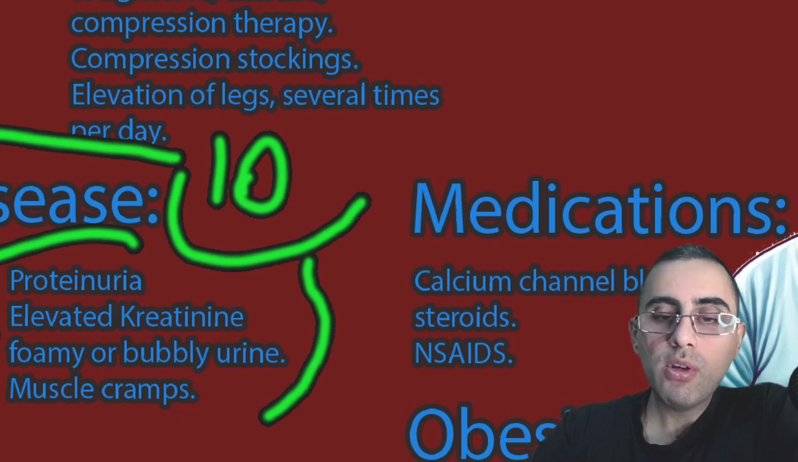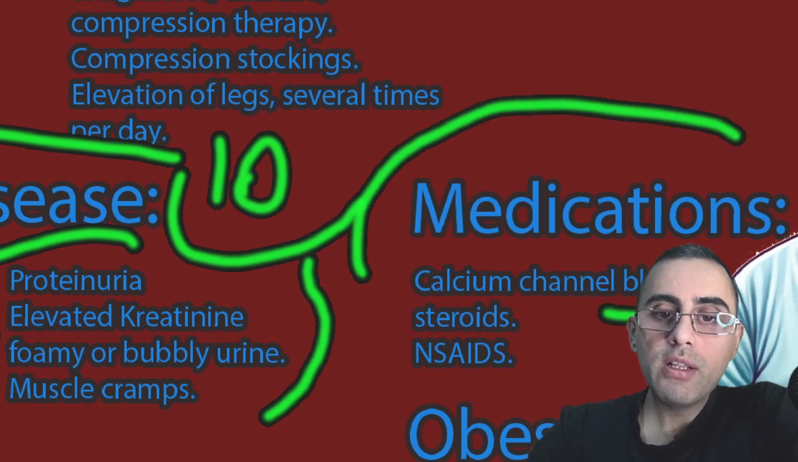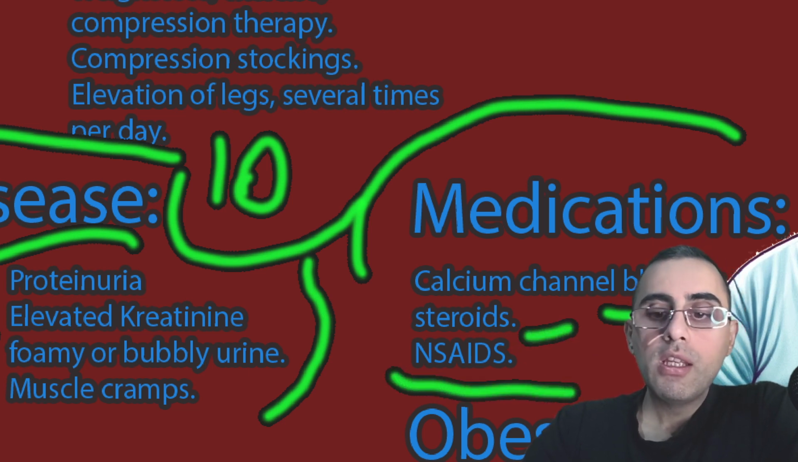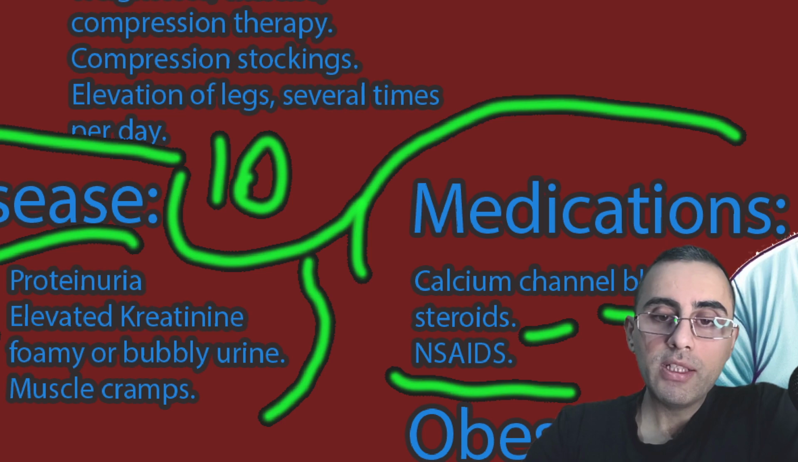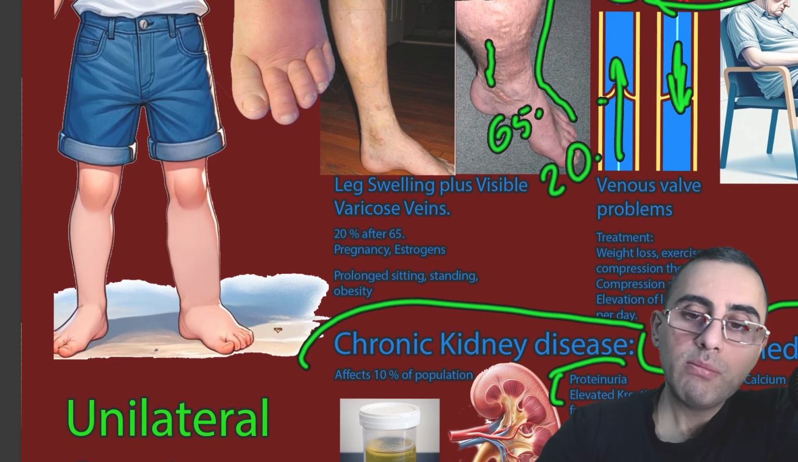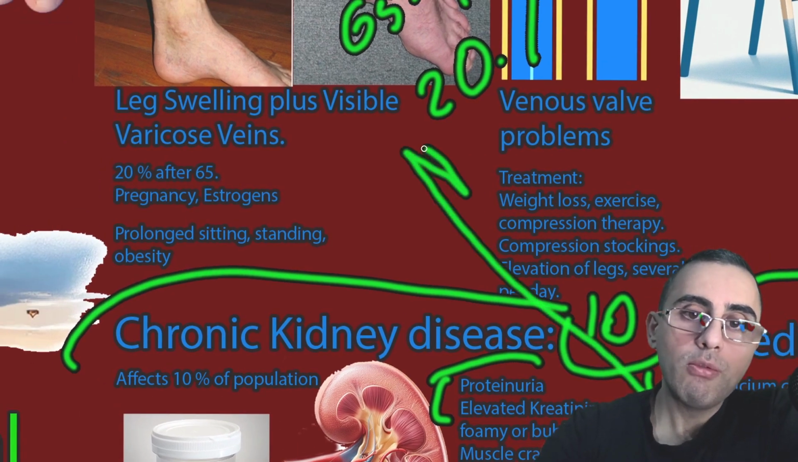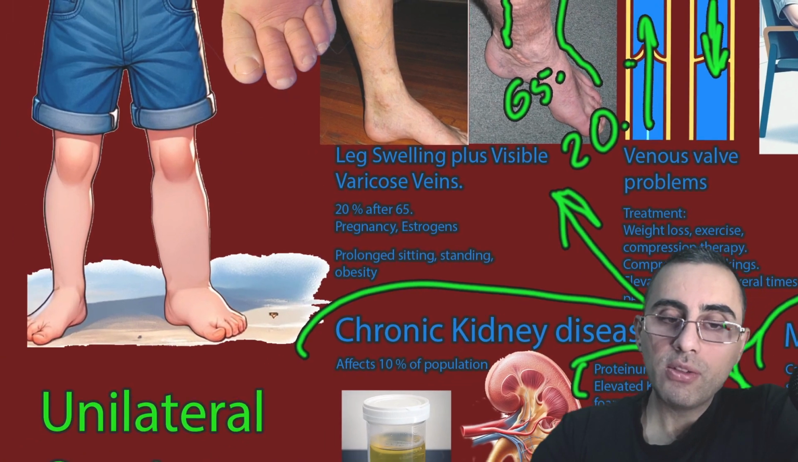Medications also cause leg swelling. Such medications are calcium channel blockers, steroids, and non-steroidal anti-inflammatory drugs. So leg swelling is a very common problem if a person takes medications regularly. And obesity is a very important factor for leg swelling, especially because it increases the risk of venous insufficiency. That's why obesity is an important risk factor.